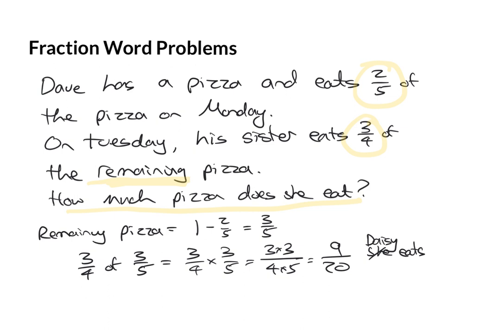So that's how much pizza she eats. Daisy eats, okay? It's 9/20 of the entire pizza. The thing to remember there is to highlight the key bits of information in a question and actually try and understand what are we trying to do. If it's a fraction of something, make sure you have the correct amount of that thing. In this case, it's not 3/4 of 2/5, it's 3/4 of 3/5 because that's what Dave has not eaten.